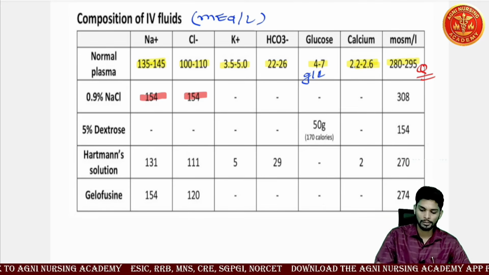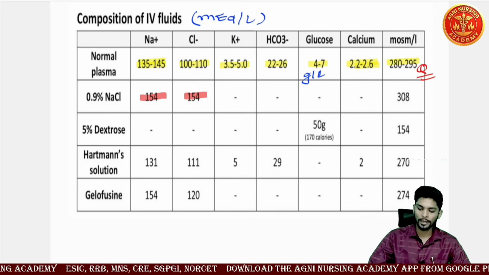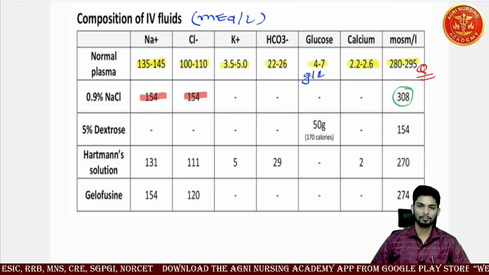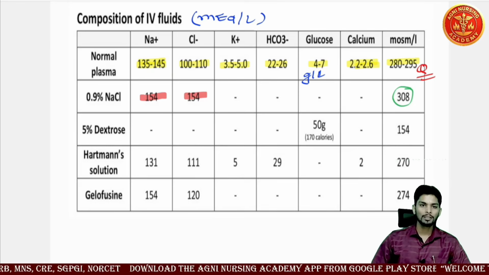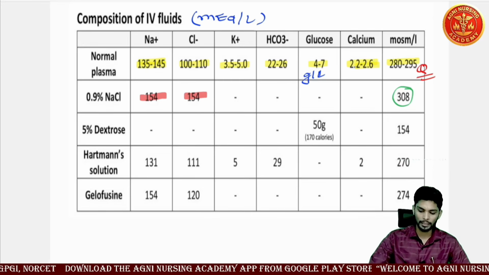Okay. So the total osmolarity of normal saline is 308 milliosmol per liter. Next, 5% dextrose. In that, 50 gram of glucose will be there in 5% dextrose.